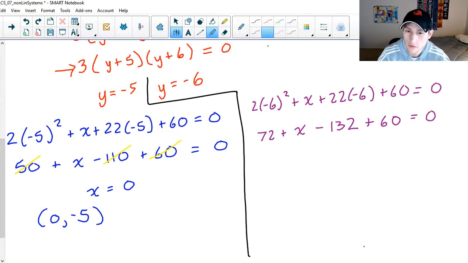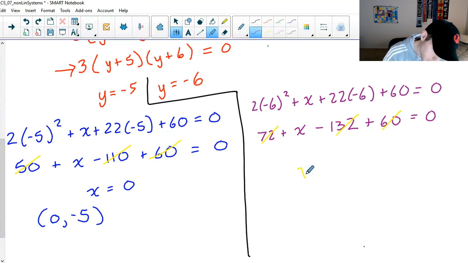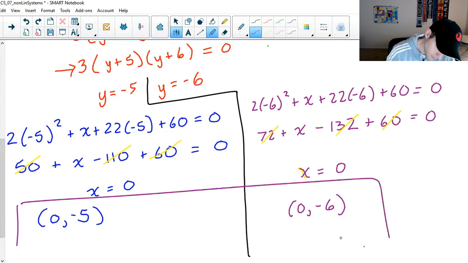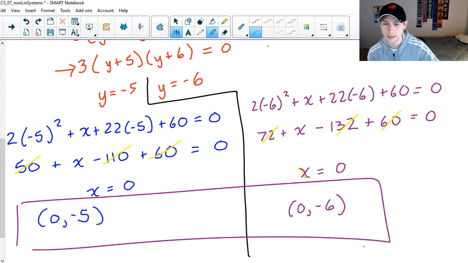And interestingly enough, 72 plus 60 is also 132, -132 plus 132. So these all cancel as well, leaving me with x equals 0. So also I have (0, -6). So these are my two solutions.